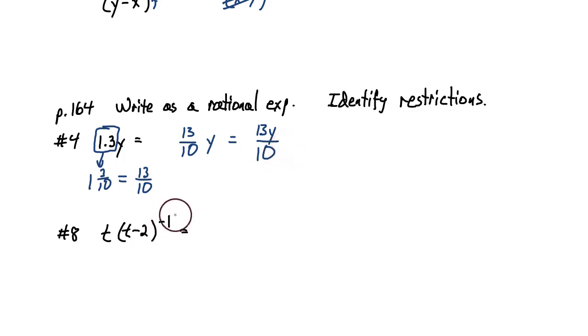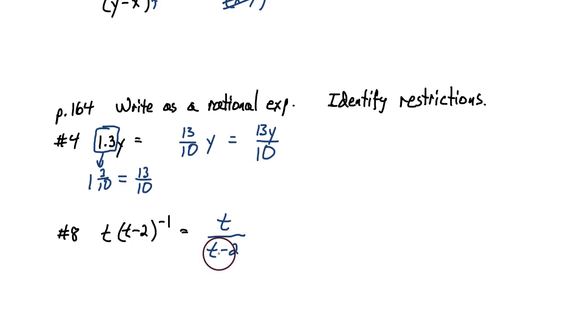Number 8, the part with the negative exponent, let's move into the bottom of a fraction. It now has a positive 1 exponent, which you don't need to show. Here is our answer. Now, are there any restrictions? Are there any numbers that t could not equal?